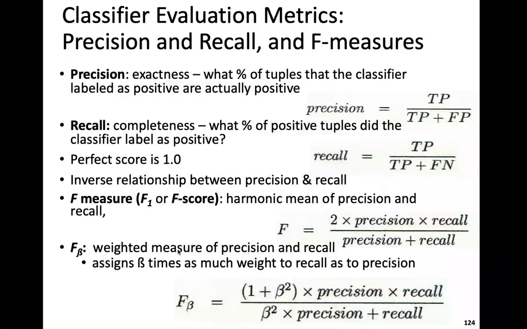Like the F score, there is one more measure which is called F beta. If you have some weight beta, you can use that. So instead of 2, you put 1 plus beta square into precision and recall, and in the denominator it is beta square times precision plus recall. As you can see, if beta is close to 1, then you are the same as the F score value.